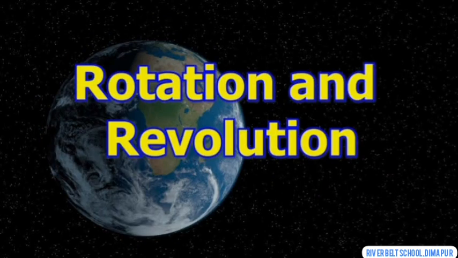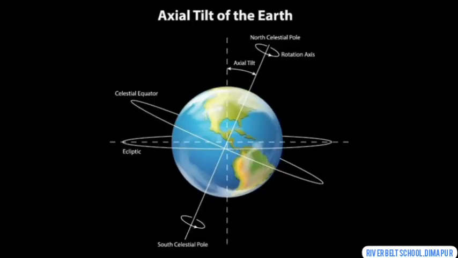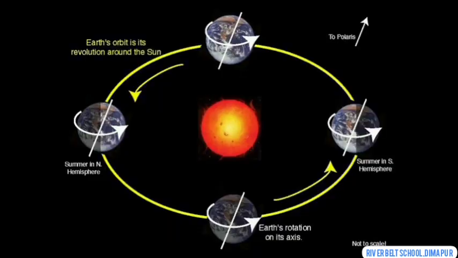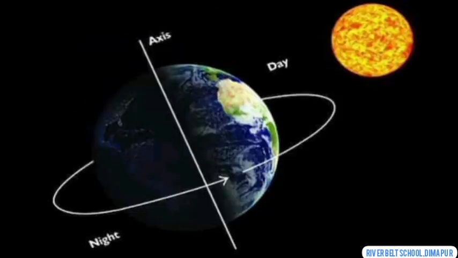Rotation and revolution. The Earth is shaped like a sphere and it's tilted. The imaginary line that runs through the Earth from top to bottom is known as the axis. Its upper end is called the North Pole and the lower end is called the South Pole. The Earth spins around its axis from west to east. This movement is called rotation. The Earth completes one rotation in about 24 hours.